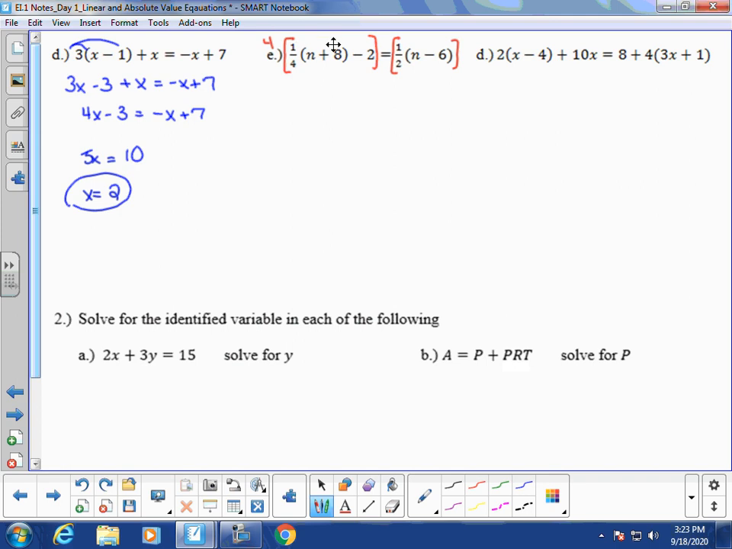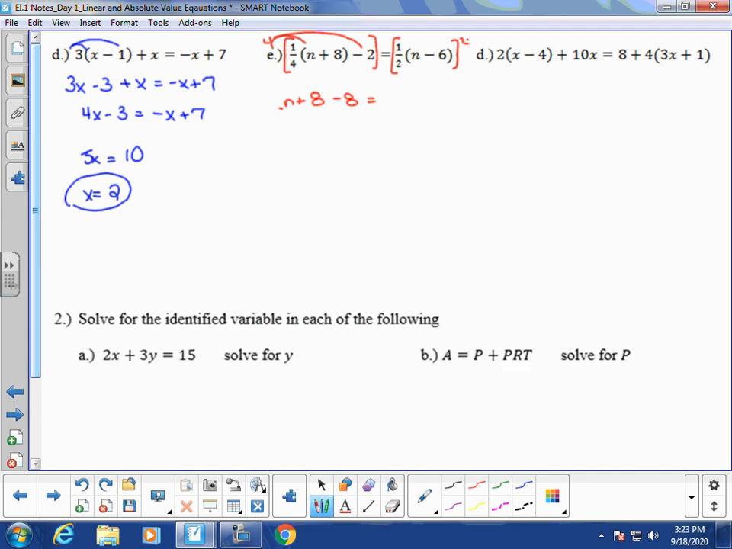So if I multiply the left side by 4, remember I'm distributing here. So I would distribute to the first set right here. So 4 times 1/4 is just 1. And so that would leave me n plus 8. Now, the parentheses in this case are not very important because there's no coefficient that's being applied to them. So I can get rid of those parentheses. But I also need to distribute that 4 to that negative 2. So negative 2 times 4 is negative 8.